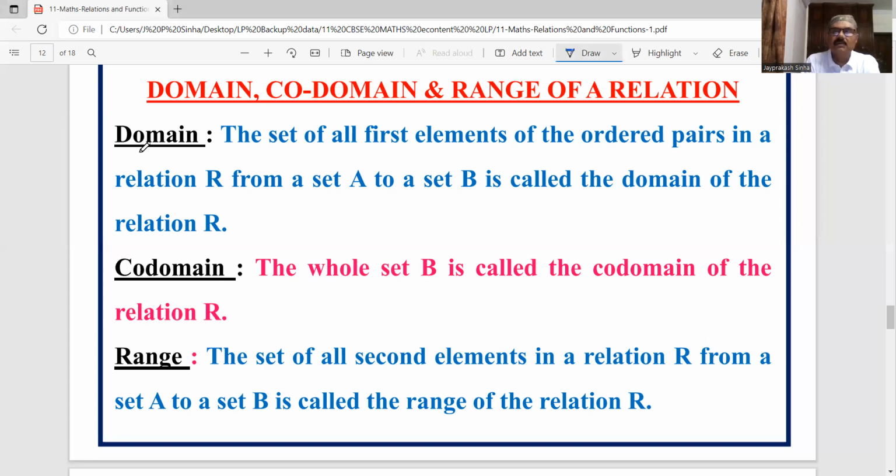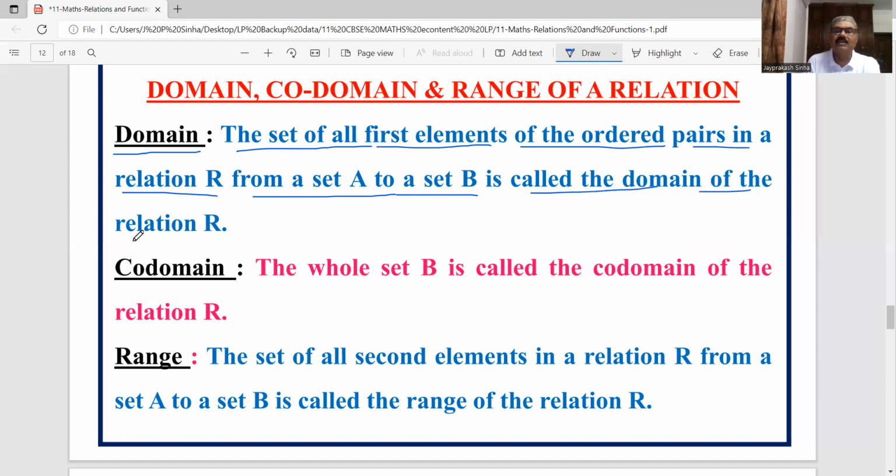So definition of domain: the set of all first elements of the ordered pairs in a relation R from a set A to a set B is called the domain of the relation R. Okay. So what is domain? The definition of domain is the set of all first elements of the ordered pairs in a relation R from a set A to a set B is called the domain of the relation R.